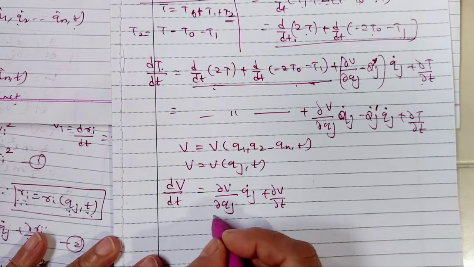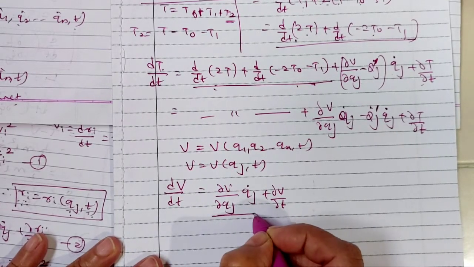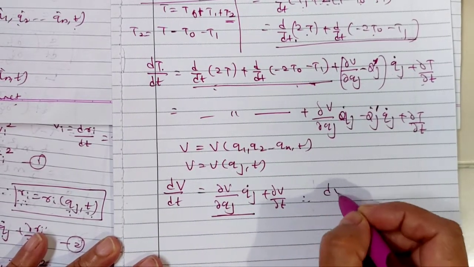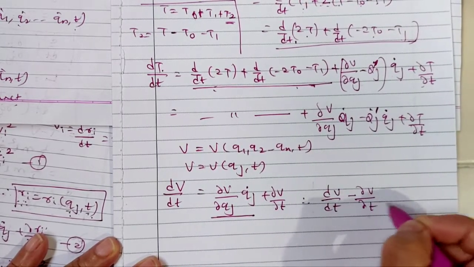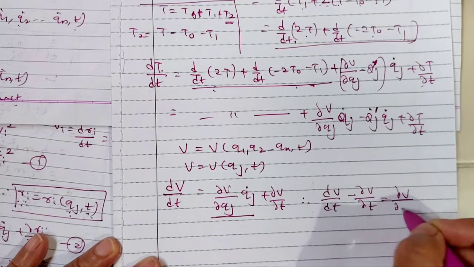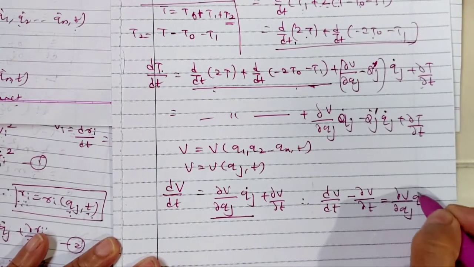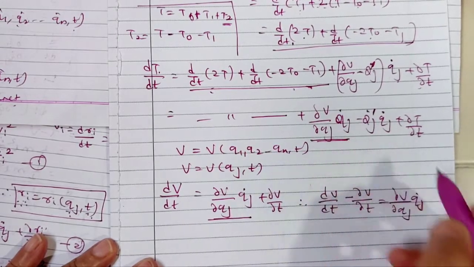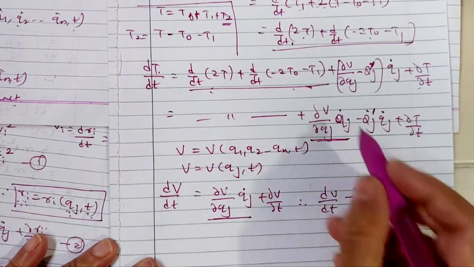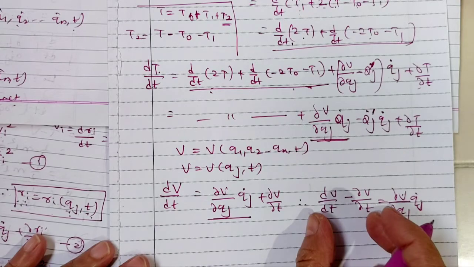Now which means what? Again I'll try and explain what I am doing now. So this term is nothing but dV/dt minus ∂V/∂t, which is ∂V/∂qj dot. Fine. So I'll replace this term now. ∂V/∂qj dot will be replaced by these two terms. Fine.